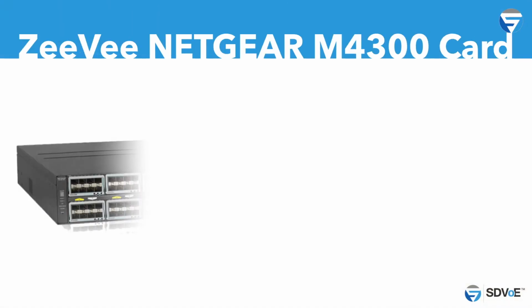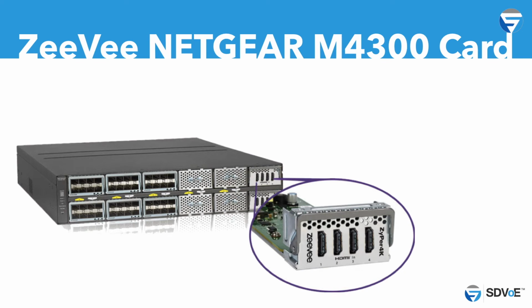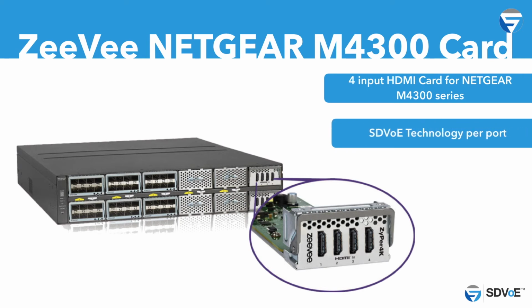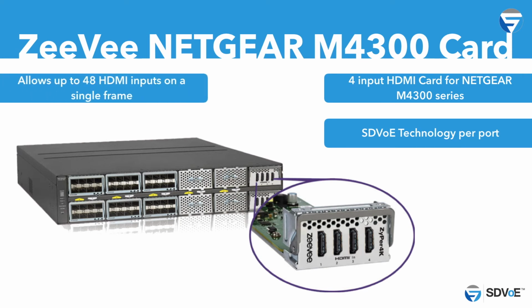So, the Netgear M4300 card. What's unique about this product is it has 4 HDMI inputs on a single card slot that goes into the network switch itself. So it gives 4 ports per slot, and once again treats it more like a matrix and allows you to not have to use an external box if you want to put it into the frame.